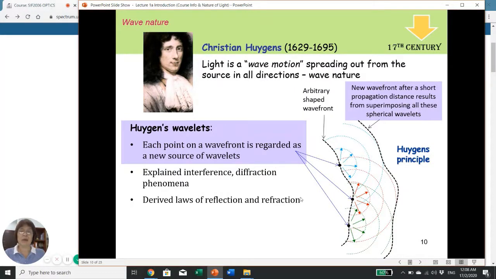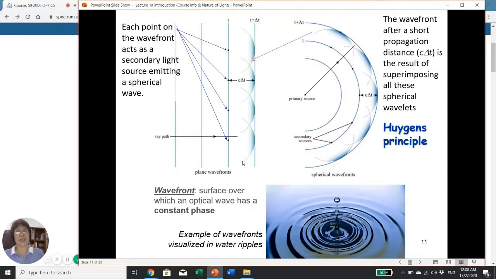Using this principle, we could explain interference and diffraction, though not perfectly, but it could explain them. And using this principle, he could actually derive the laws for reflection as well as refraction. Here is Huygens' principle. Now, for plane waves, it will look like this.